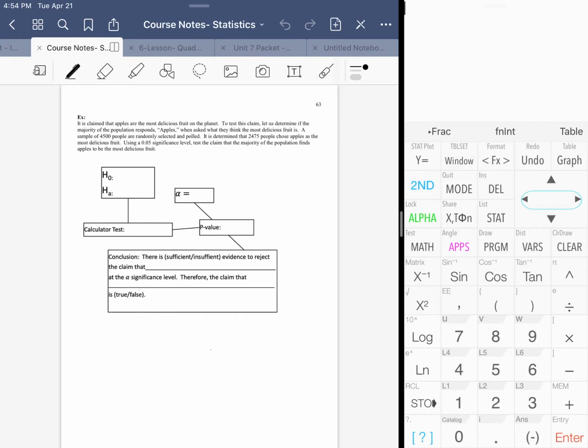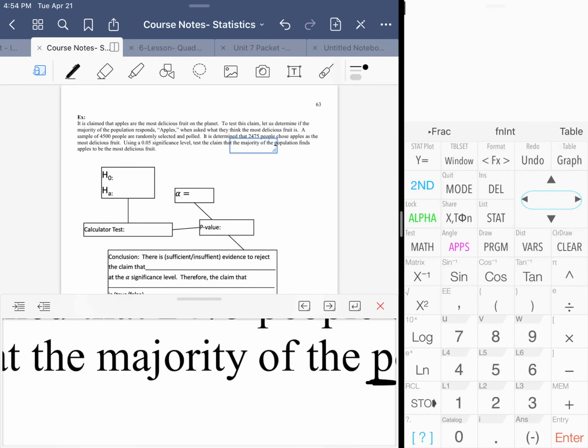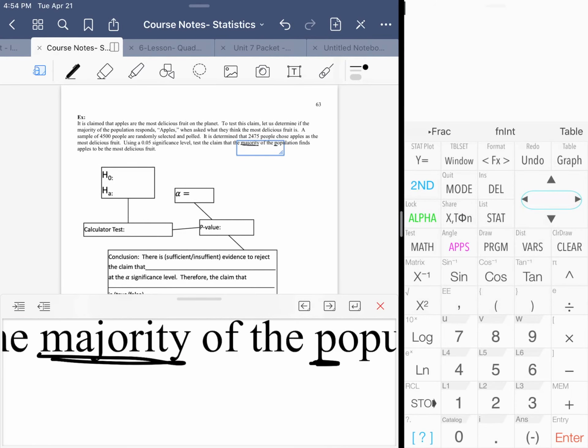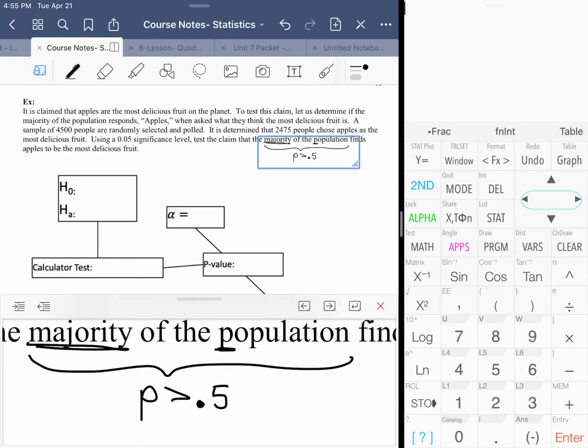All right, so majority of a population. Population as in p. Majority means better than 50%. So this phrase, majority of the population, is saying that p has to be greater than 0.5. So we have that, and we're ready to rock and roll there. Now it's just a matter of getting the calculator approach down and seeing what's what.